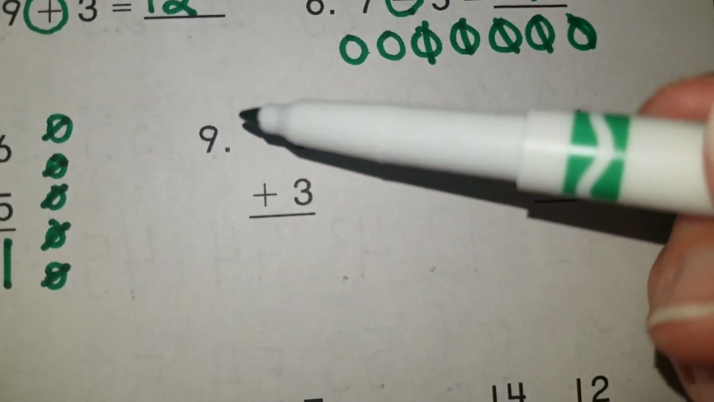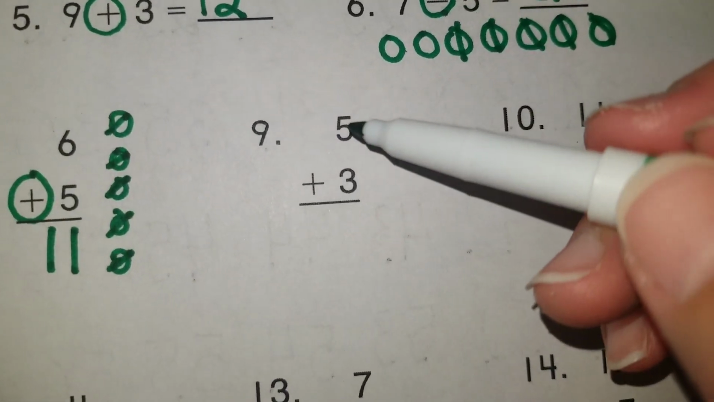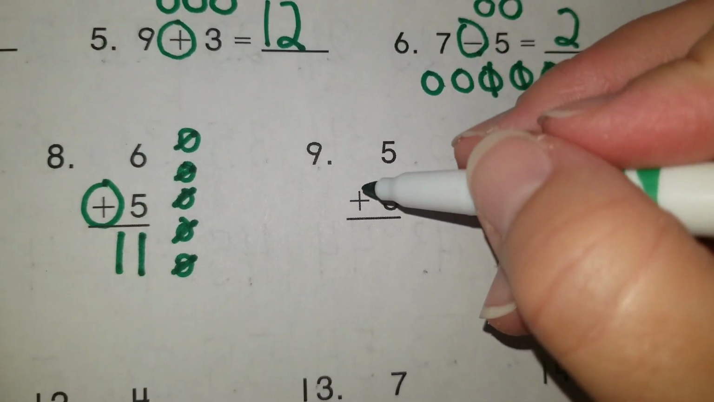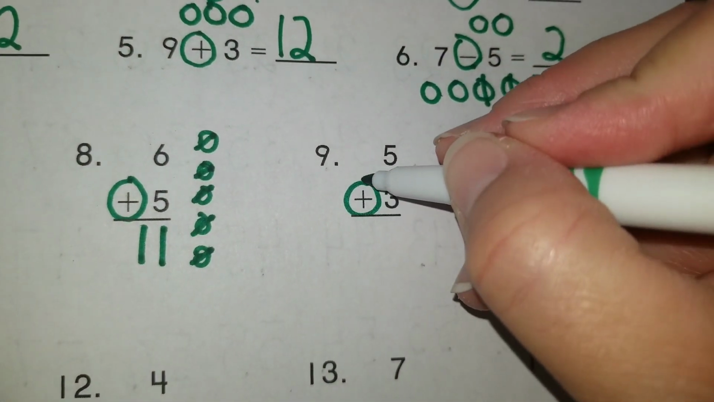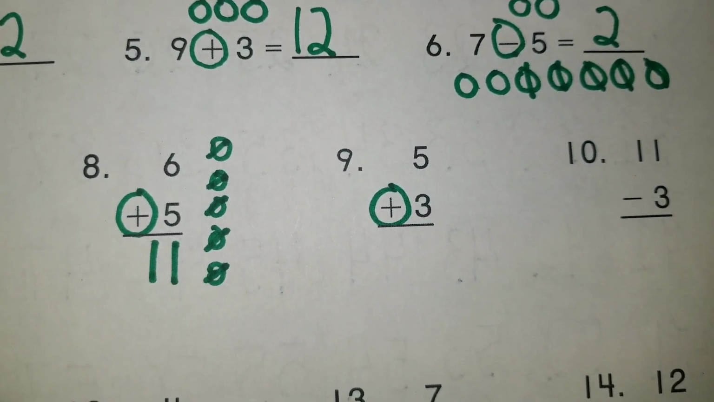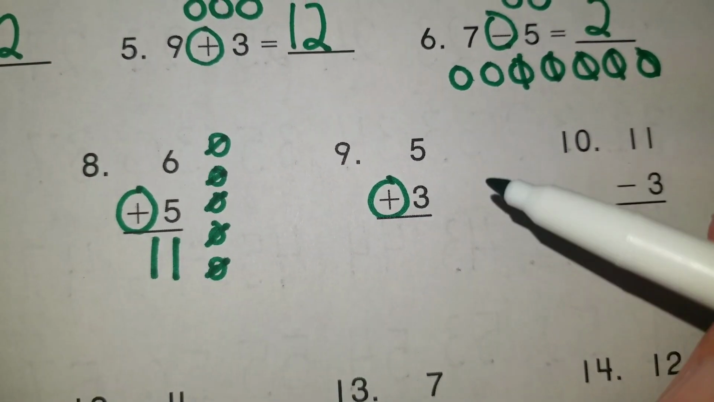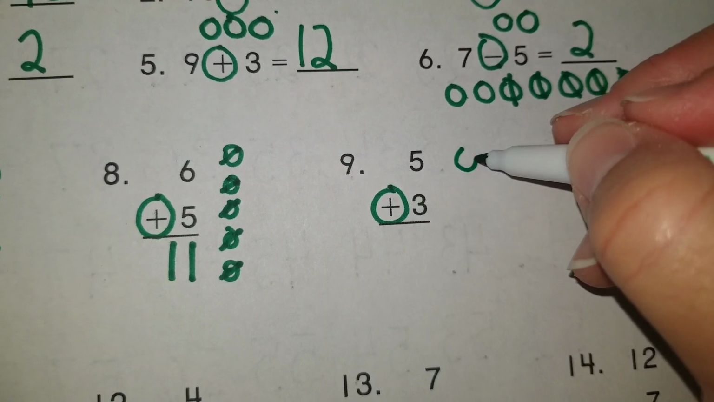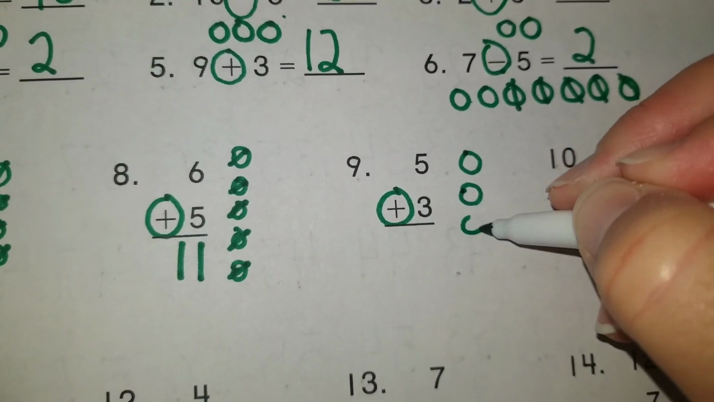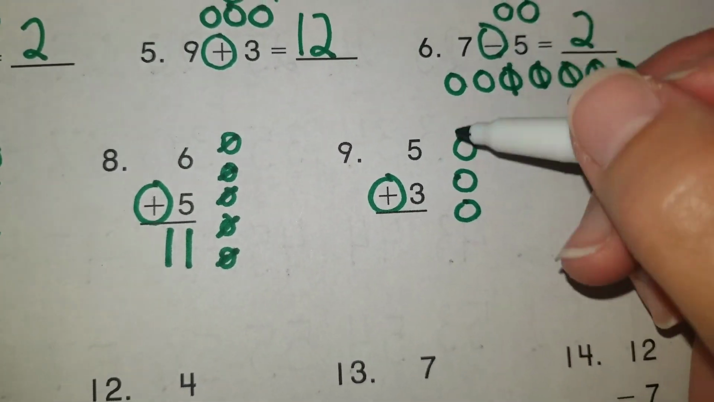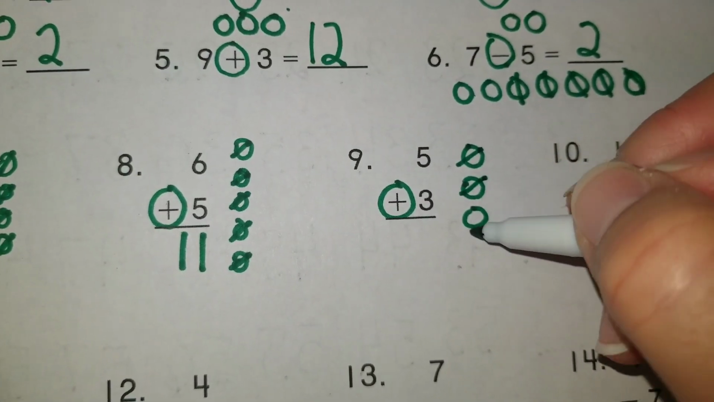Now I'm going to move on to number 9. Number 9, I have 5 plus 3. Once again, plus means addition. You're adding. You're putting two groups together. So I'm going to put 5, which is the greater number, in my head. And I'm going to add 3 more. 1, 2, and 3. What number goes after 5? 6, 7, 8.